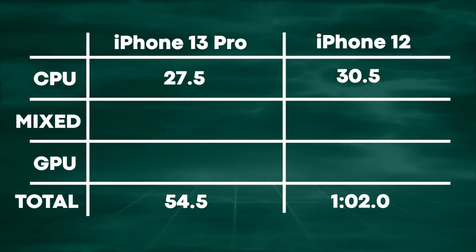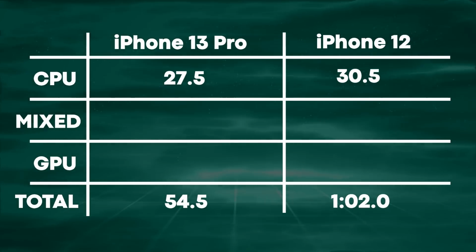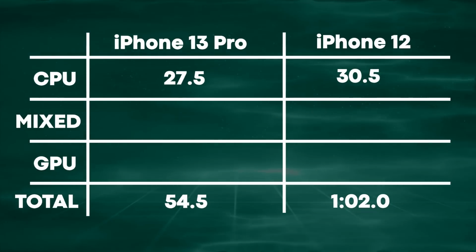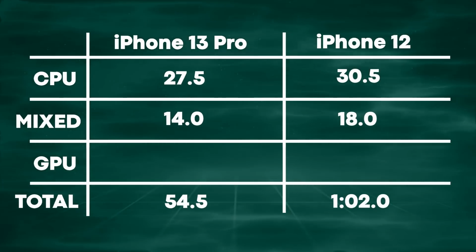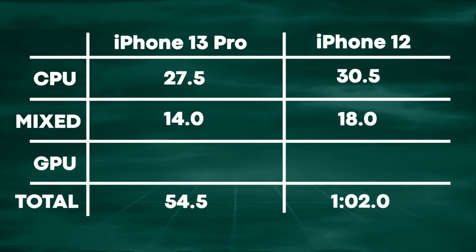So how did it happen? Well, 27.5 versus 30.5 on the CPU. That's a difference of 3 seconds. When we come to the mix, we saw that great frame rate there by the iPhone 13 Pro, 14 seconds versus 18 seconds. So a 4-second difference there.